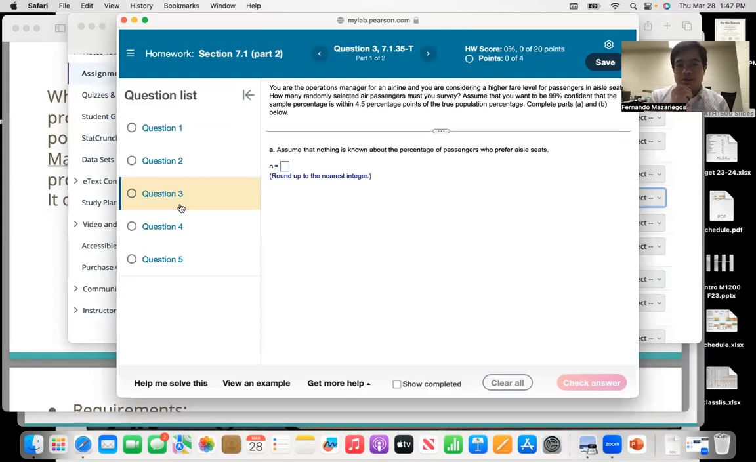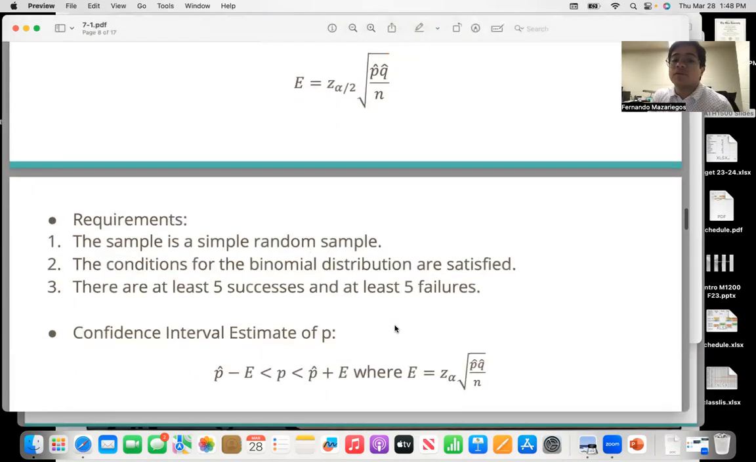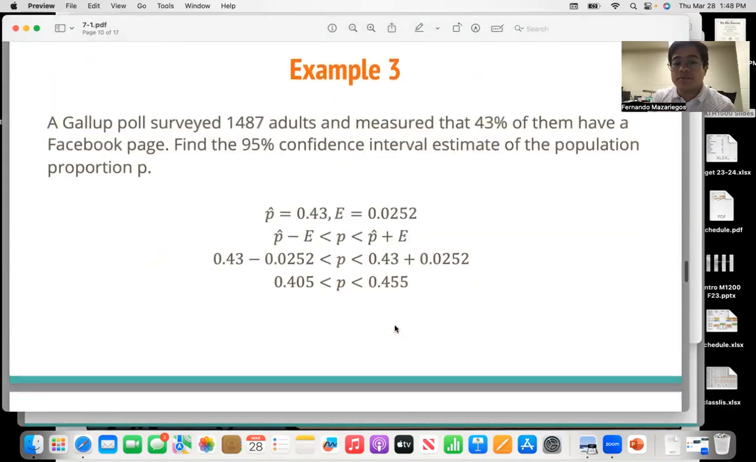You are the operations manager for an airline and you are considering a higher fare level for passengers in aisle seats. How many randomly selected air passengers must you survey? Assume that you want to be 99% confident that the sample percentage is within 4.5 percentage points of the true population percentage. Complete parts A and B below. Part A, assume that nothing is known about the percentage of passengers who prefer aisle seats. Now, this is relevant because we have two different formulas for the sample size.